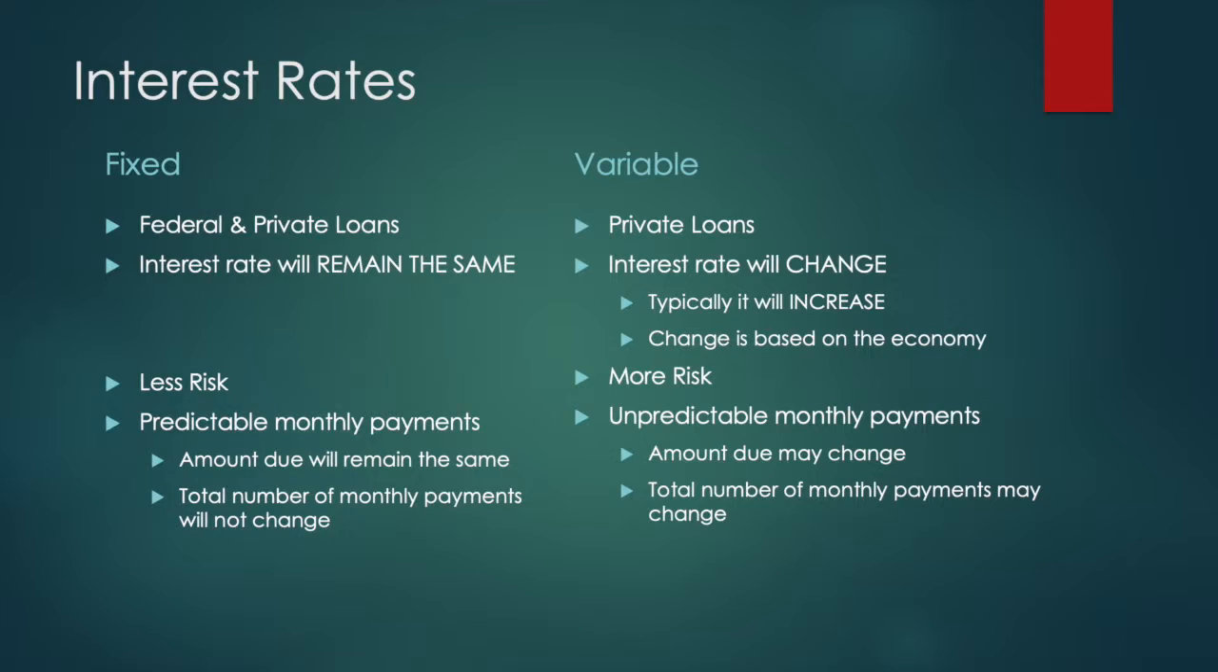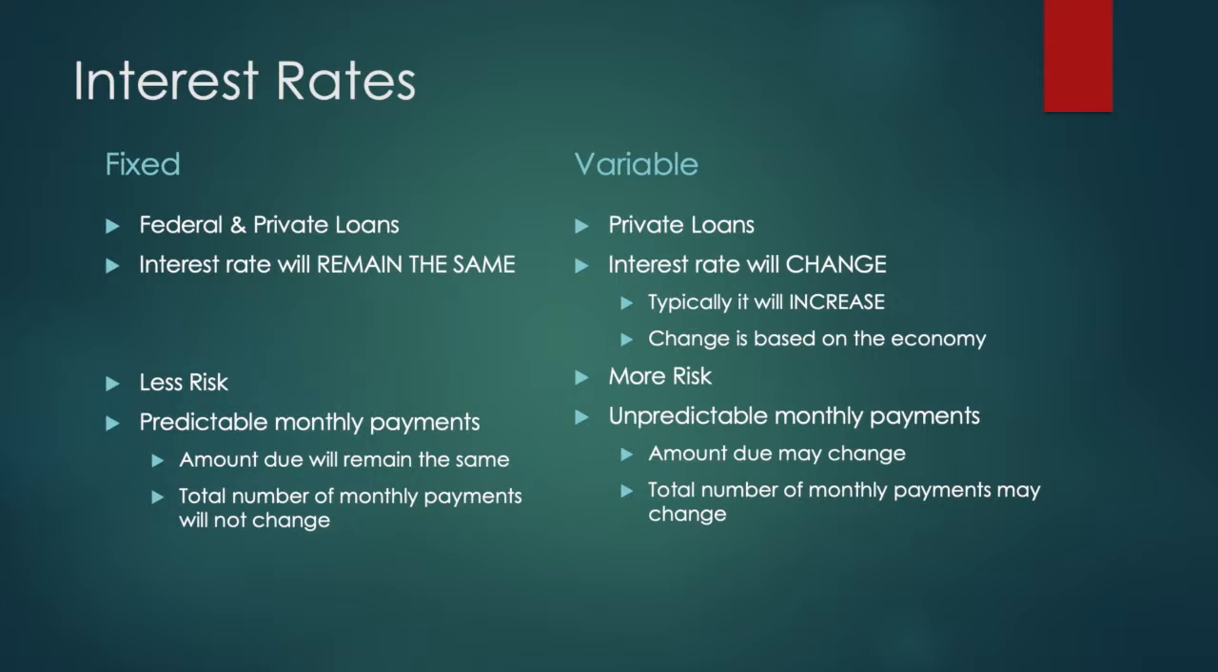The biggest difference between fixed and variable interest rates is the way the interest rate evolves over time. As you can see, with a fixed interest rate, it will remain the same over the life of the loan. So if it's a 15-year term loan, on day one you take that loan out, the interest rate will be the exact same the day you pay it off 15 years later.